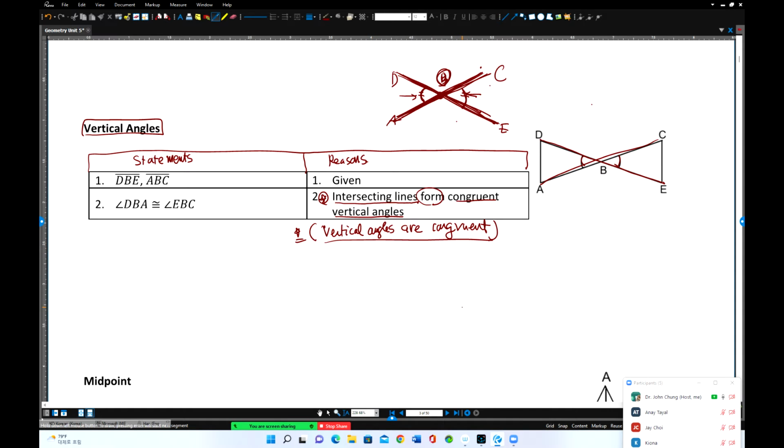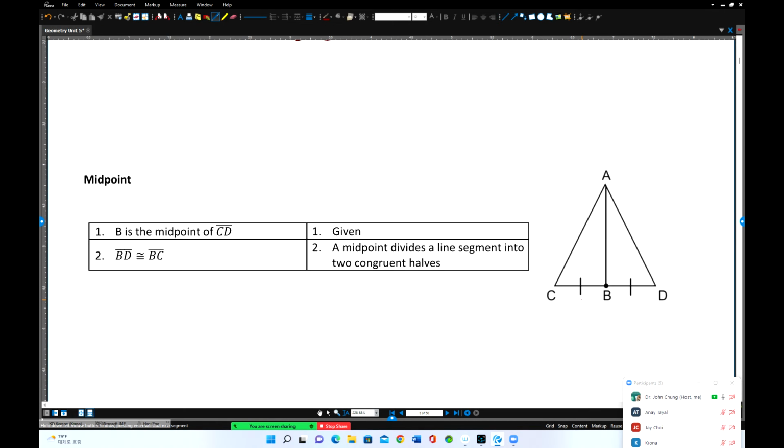We did the number 4, okay, vertical angles. The next one, the other one, is the midpoint. This is the midpoint. During proving congruent triangles, okay, if this is given, point B is midpoint. They said B is a midpoint.